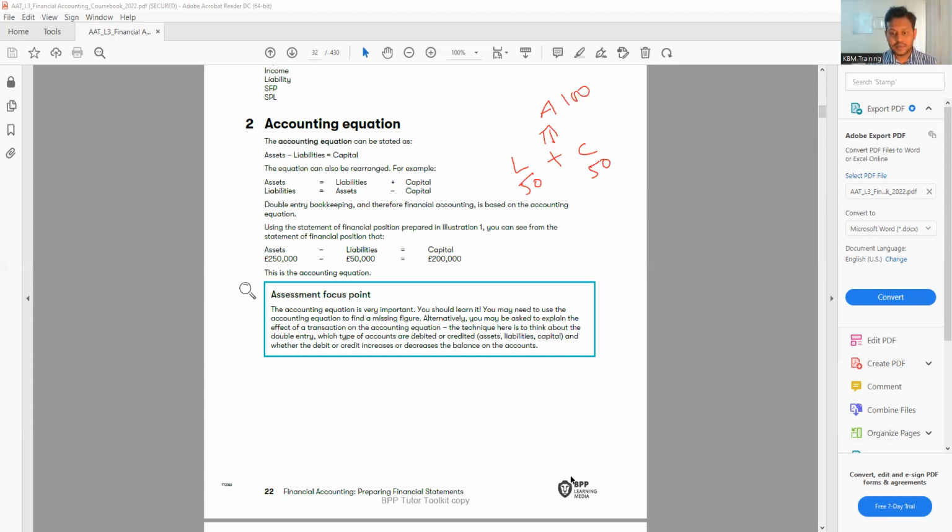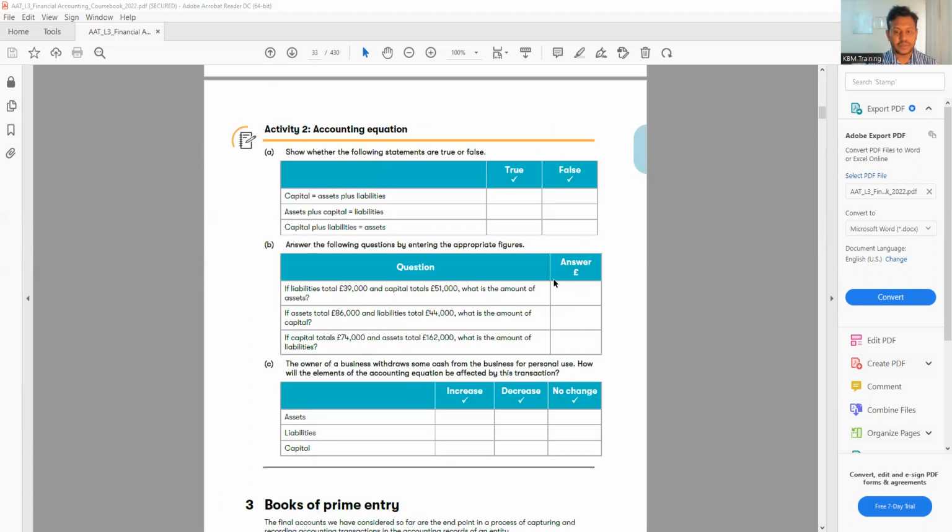All right, let's move on to our next question. Let's try activity two. Let's write this one: A, L and C. Liability plus capital equals asset. Let's try to do this activity two, accounting equation. Show whether the following statements are true or false.